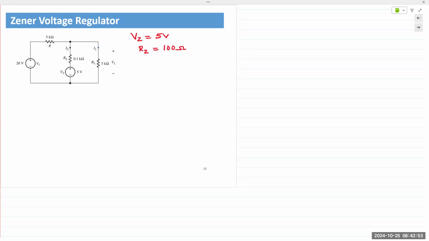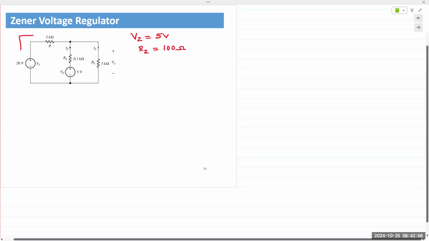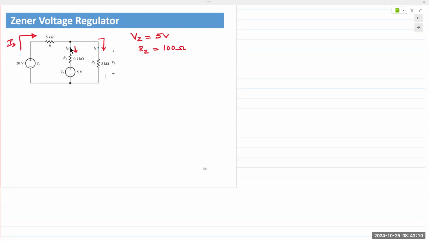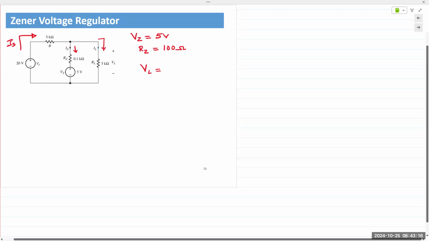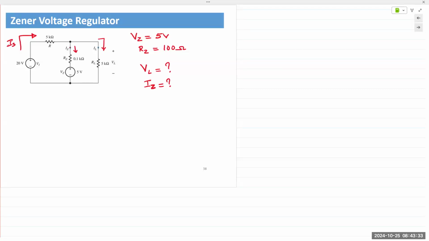Analysis would follow the same steps. We have a source, and the source is applying total current IS, which splits into IZ and IL, and we have VL, the voltage across the load resistor. So the question here is, how is that series resistance affecting the output voltage? Determine the output voltage and the Zener current. And of course, our assumption is that the diode is on and IZ will have some positive number.